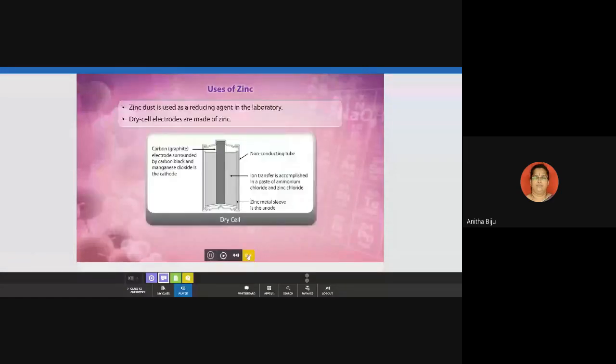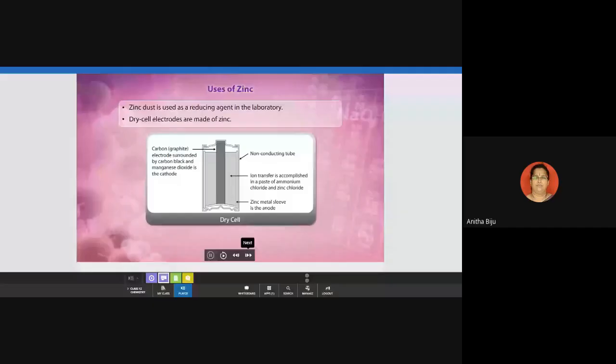So galvanization is the process of making a coating of zinc over iron to prevent rusting. Next one, zinc dust is used as a reducing agent in the laboratory also. Then zinc is used in dry cell. Dry cell we will discuss in another chapter, electrochemistry. One of the electrodes, that is the anode, is made up of zinc. The cell we are using in torches or in wall clocks, when we open it, we can see that inside there is a rod made up of carbon. And the outer coating is made up of zinc.